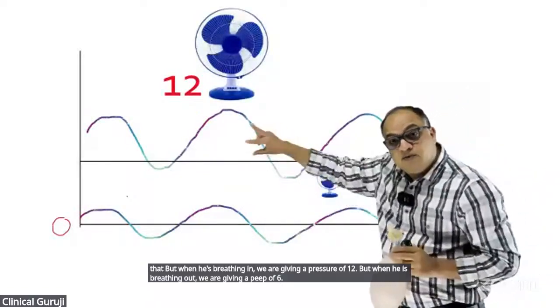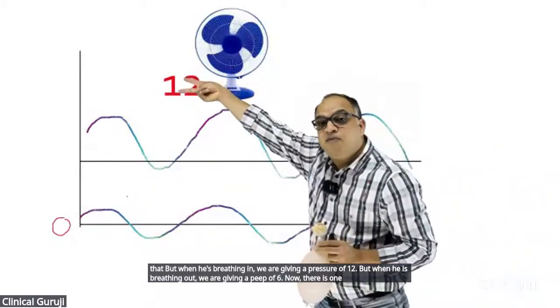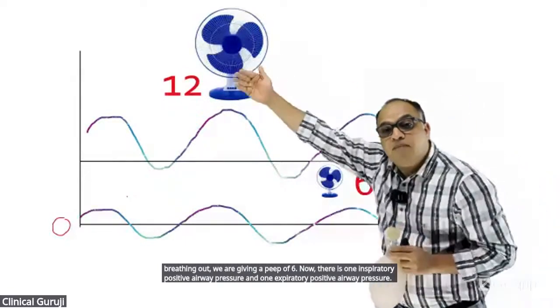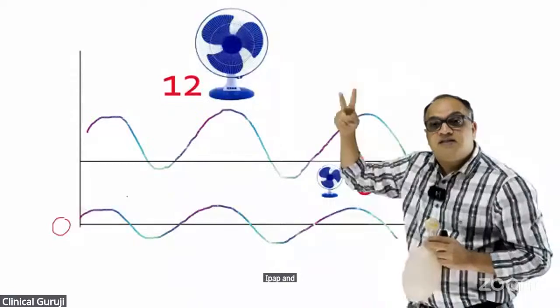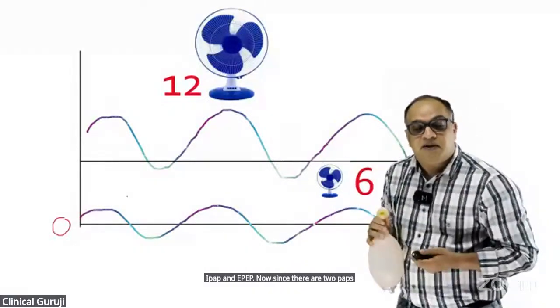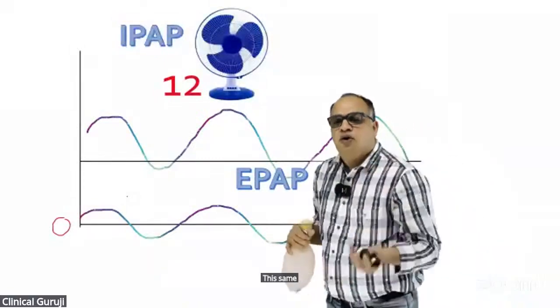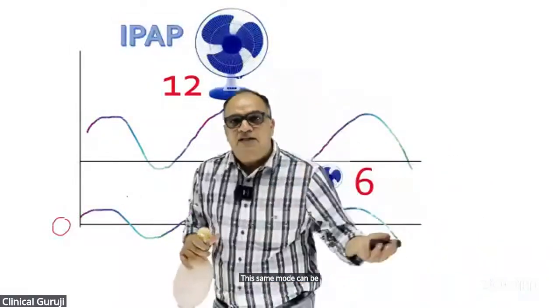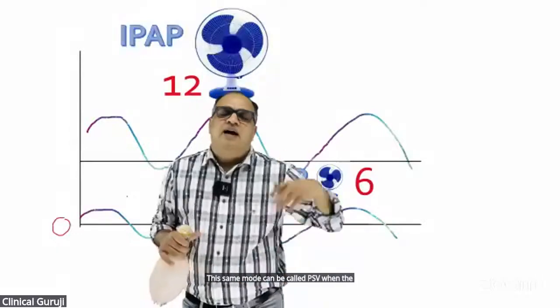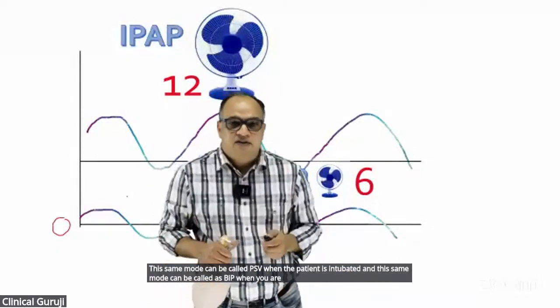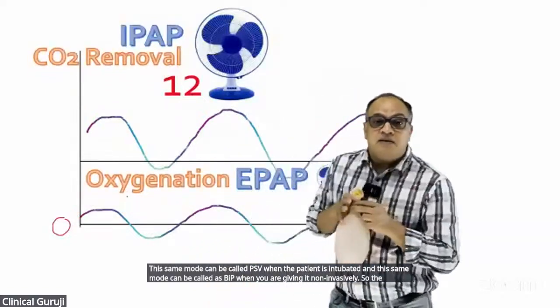Now, there is one inspiratory positive airway pressure and one expiratory positive airway pressure, IPAP and EPAP. Now, since there are two PAPs, this has become a BiPAP. This same mode can be called PSV when the patient is intubated, and this same mode can be called BiPAP when you are giving it non-invasively. So the IPAP helps with CO2 removal.